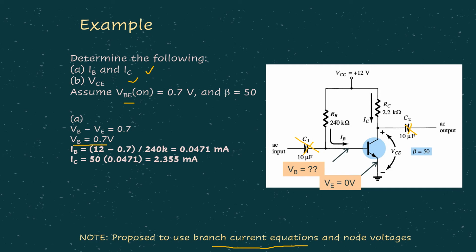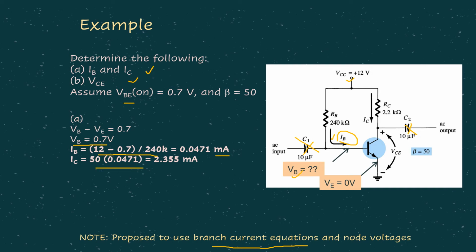So if you are using the branch current equation, in order for us to find IB, IB is given as the voltage here minus the voltage at the other end of the resistor here, right? Okay, so meaning to say IB is actually VCC minus VB, because the voltage here is the base voltage, which is VB, divided by RB. Okay, so this is the branch current equation. 12 minus 0.7 divided by 240k, we get IB, and obviously from there you can get the IC.